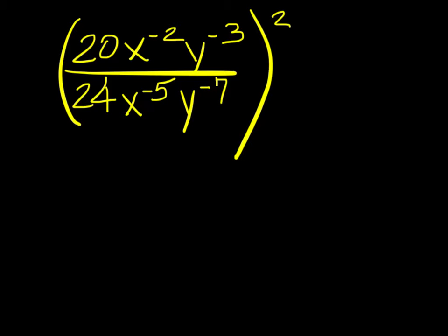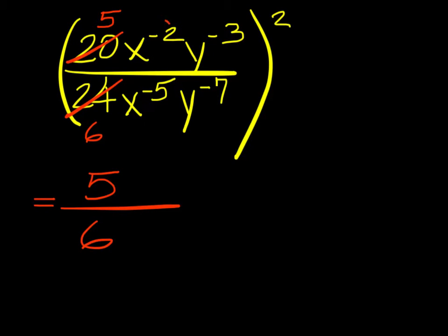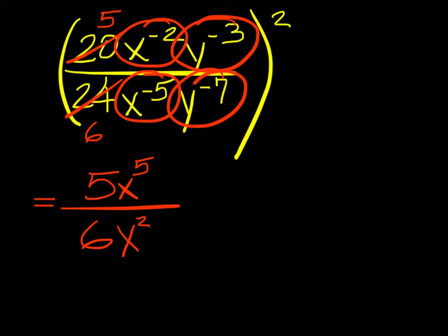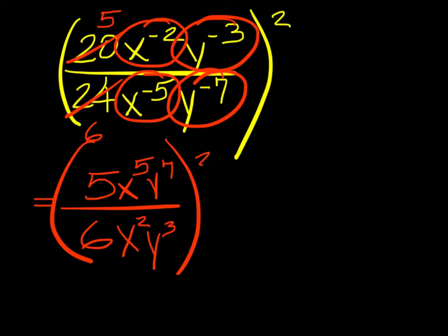The solution for the practice problem: 20 over 24 cancels to 5 over 6. So at the very least, you'll have a 5 over 6. You have a negative exponent on the top and the bottom for the x's, so they must trade places and become positive exponents. And the same thing for the y's. Trade places, become positive exponents. And of course, keep your square outside.